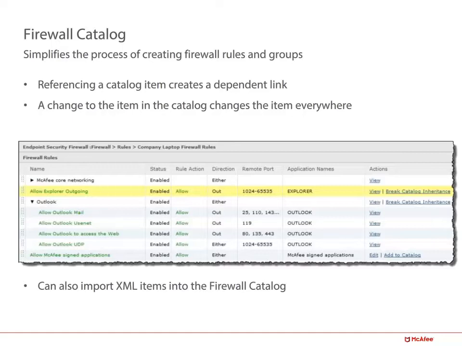If you'll recall, I mentioned you can remove the dependency by breaking the link within the policy. All you have to do, if you'll notice here where it says break catalog inheritance, and then no longer are you dependent on any of the changes that are in the catalog. The Firewall Catalog that is found in EPO under Policy includes all the previously added firewall rules and firewall group items. You can add items individually to the catalog by linking them from the firewall and the rule groups. You can also import the items from an XML format, exports of any other rules policies.